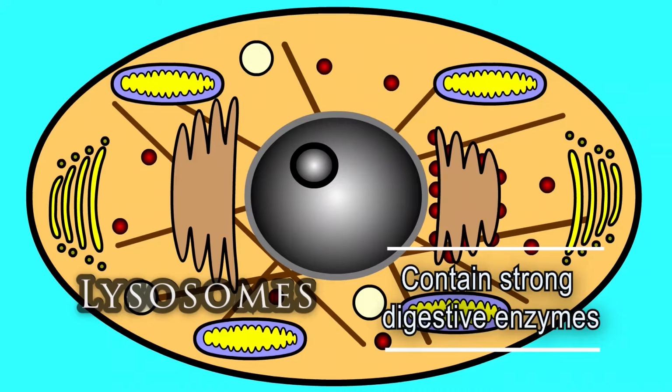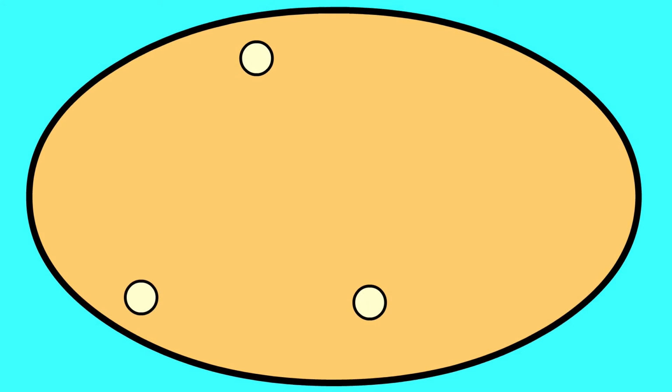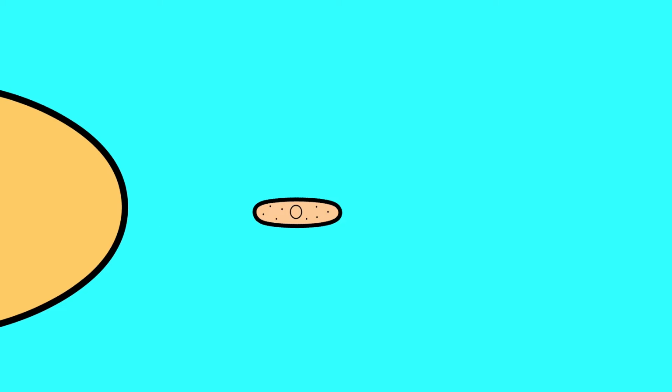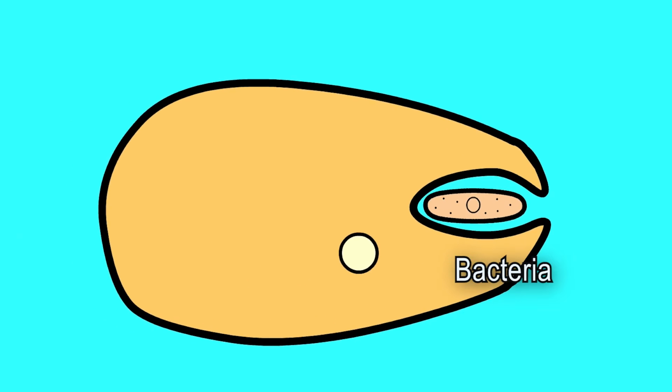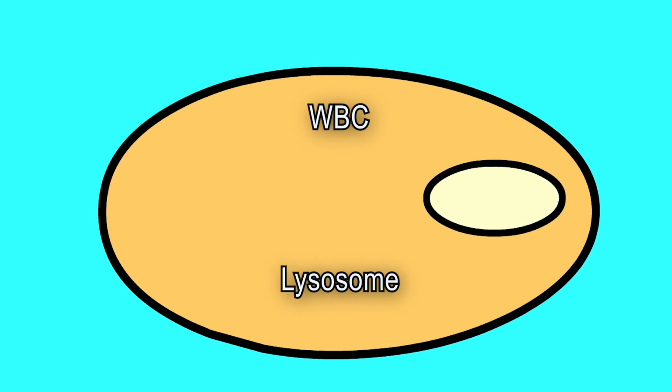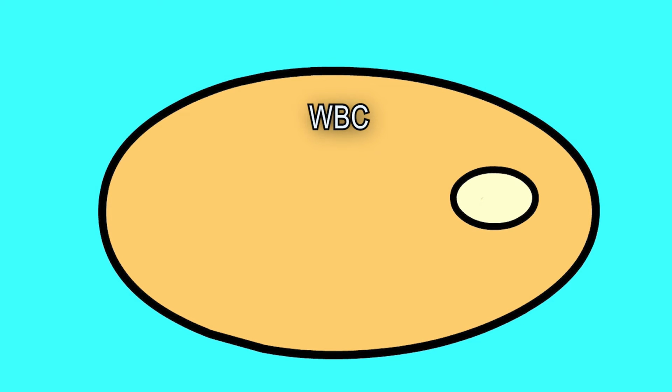Lysosomes are organelles that contain strong digestive enzymes. Their job is to destroy unwanted cells. An unwanted cell could be a bacteria cell that's getting into your body, could make you sick, and so lysosomes help destroy those unwanted cells. Another example of an unwanted cell could be an old, worn-out cell that belongs to your body. So the body releases a lysosome or two into the cell. The digestive enzymes remove that unwanted cell, and a new cell takes its place.